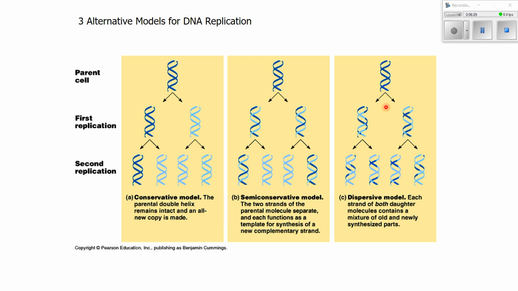But every time you copy the DNA again, you're going to get more and more of the new DNA and less of the old. So if you look here, all 4 of these have little pieces of old DNA, but they're mostly light blue. So those were 3 different models, 3 different hypotheses about how DNA might be copied.